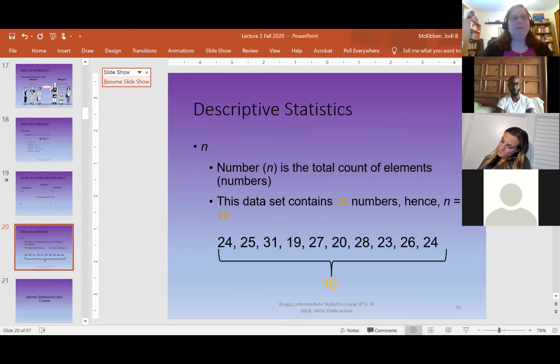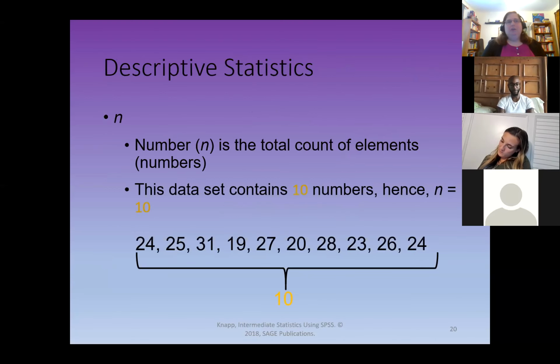Oh, there we go. Okay, so the next thing I want to show you is N. We did talk about N last time. We talked about capital N, lowercase n. Uppercase N means population, and lowercase n refers to the sample. There will be an exception to that rule that we'll talk about much later. Basically what we're talking about is how many elements do you have in your data set? Typically, how many numbers do you have in your data set? Okay, so that's an important piece. Here, as you can see, we have 10 numbers, hence n equals 10.